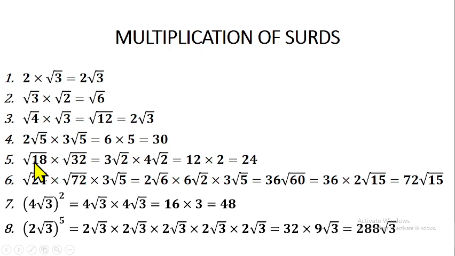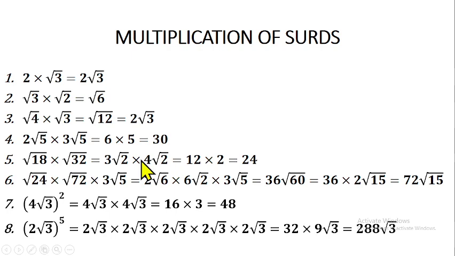Also, let's look at root 18 times root 32. We can just do it straight. Root 18 times root 32 is going to give us a big number, which we will then simplify further. But if you don't want to do it that way, you can simplify root 18 first, and simplify root 32 as well, because you know that they can be simplified further. Then whatever I now get, I will multiply them.